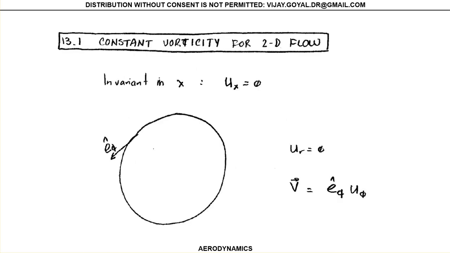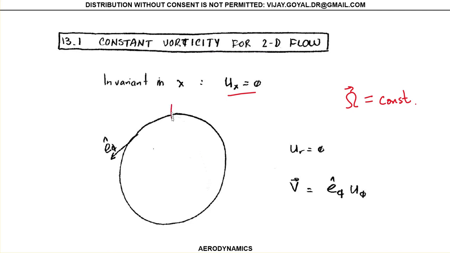Okay, so let's see what happens when we have constant vorticity. When I'm saying constant vorticity, we know that your rotation, your vorticity vector, is going to be constant. That's not going to change with time. It's not going to change with spatial direction, sorry. So let's assume that your flow is invariant in the x direction, so there's no flow in the x direction. Everything is bound basically in my r and phi direction.